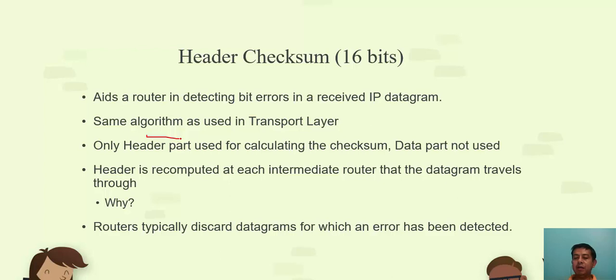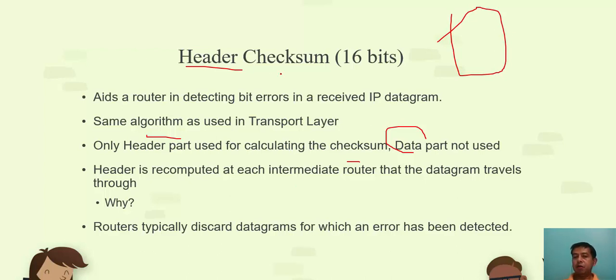All the 16-bit words are added together, and if there is a carry, it is wrapped around, and the final result is one's complemented. If you remember the algorithm which we discussed in the transport layer, it's the same algorithm. If you do not remember, please go back to the checksum calculation in the transport layer. The only difference is that in the network layer, while calculating a checksum, the data part is not used, only the header part is used. And once the checksum is calculated, it is inserted in the header checksum field.